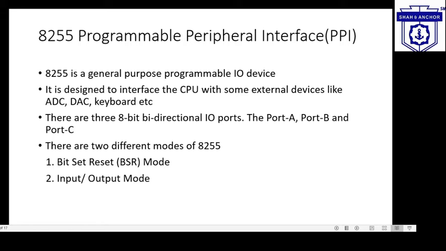8255 consists of three 8-bit bidirectional input-output ports. The port names are port A, port B and port C. 8255 operates in two different modes. The first mode is BSR mode. What does BSR stand for? Bit set reset mode. And the second mode is input output mode.